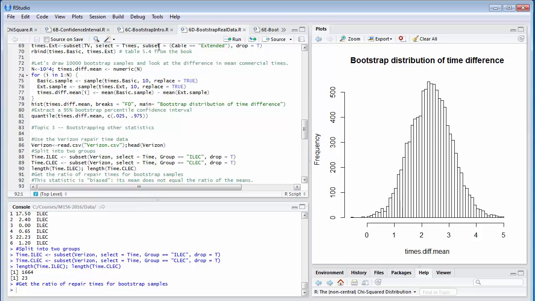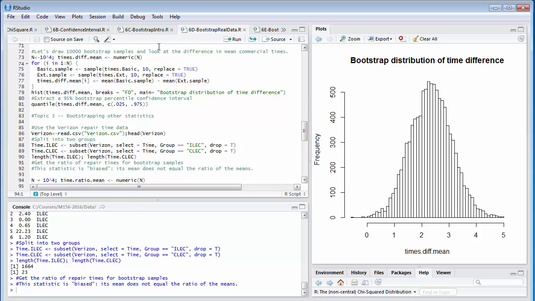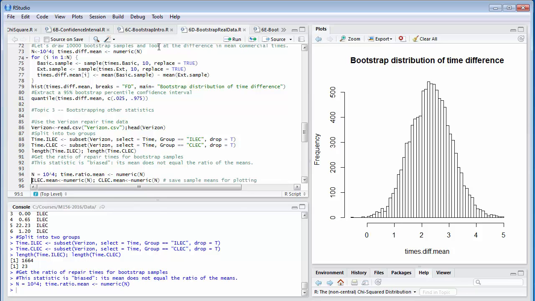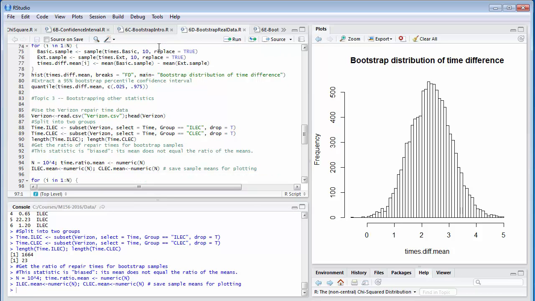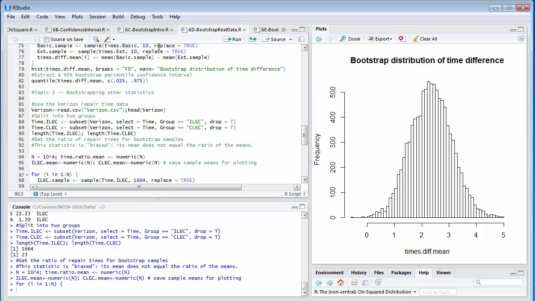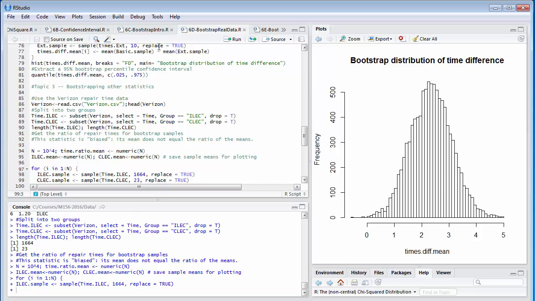A warning about these ratios. A ratio like this is a biased statistic, by which I mean that the mean of the sample does not equal the ratio of the means, and this is a phenomenon for which you really ought to correct. Okay, let's do our bootstrapping. So we'll set up two numeric arrays to hold our bootstrap sample. We will do 1,664 samples from the Verizon customers. We will do 23 samples from the competitors' customers.